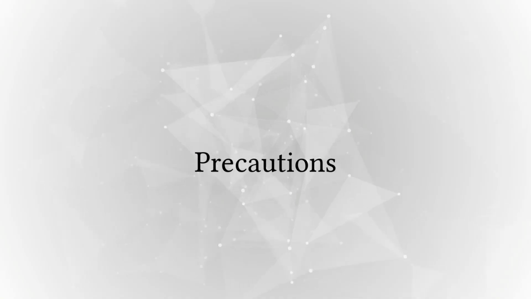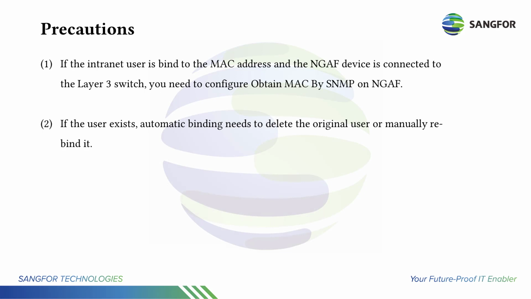Precautions. If the intranet user is bound to the MAC address and the NGIF device is connected to the Layer 3 switch, you need to configure Obtain MAC by SNMP on NGIF. If the user exists, automatic binding needs to delete the original user or manually rebind it.